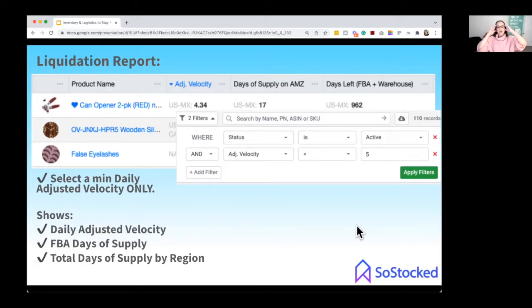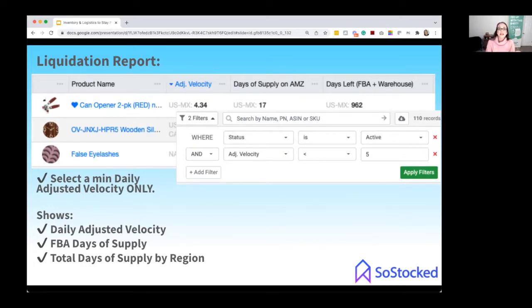So I would say, for some businesses, 5 units a day or less would make this fall into the liquidation category. For other sellers, this might be lower, this might be higher. It depends on your business, but you set a minimum and you say anything below 5 units a day, or anything below X units a day, is liquidation territory. It's just not working out, right?